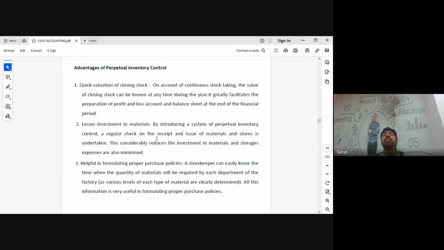So when you formulate such a policy, you will require all the necessary quantities of the materials which are related, or required by each department, and accordingly you will prepare such policies.